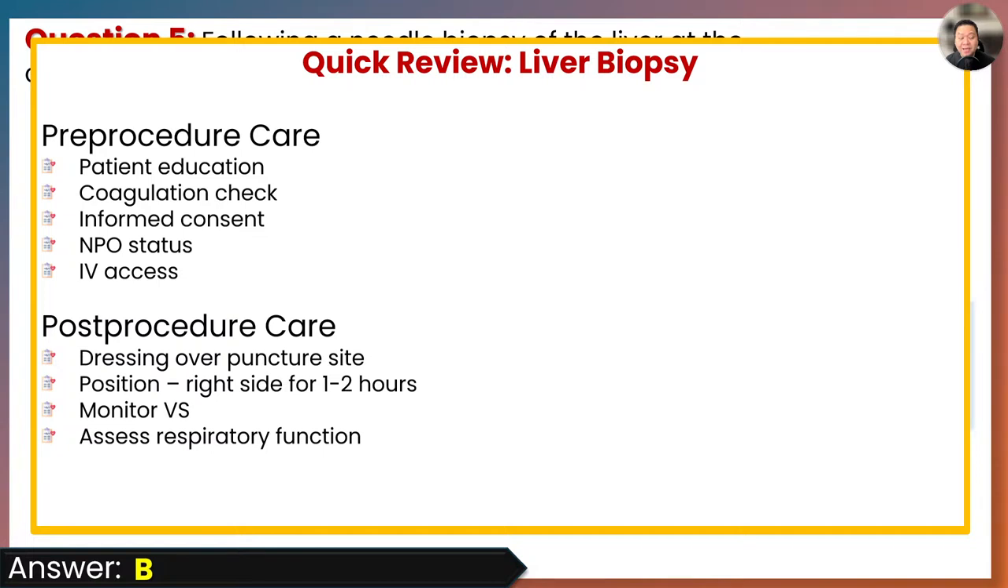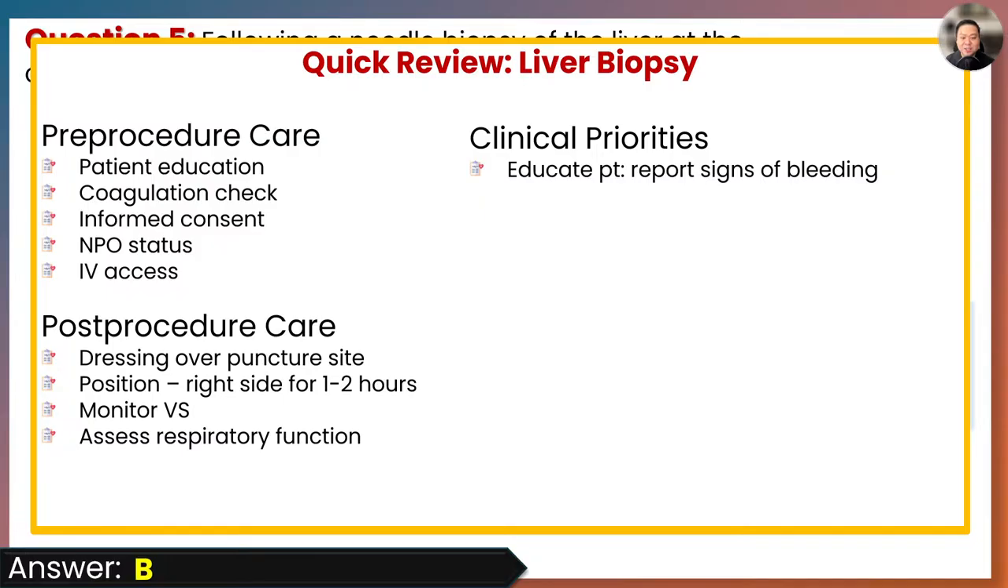Now, what are the key priorities that should be taught to our patient, especially before they get to this procedure? Well, we want to make sure that they understand to report any signs of bleeding, especially that they probably would feel palpitations or increased pulse rate, or if they're feeling any fever, or if they feel just warm, this could be a sign that there is developing peritonitis. And also advise the client to avoid coughing, straining, or any activities that could increase the intra-abdominal pressure.